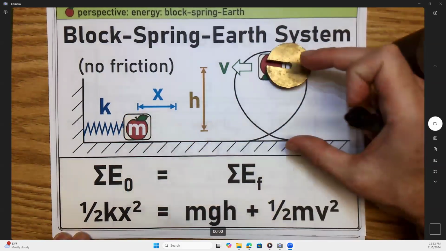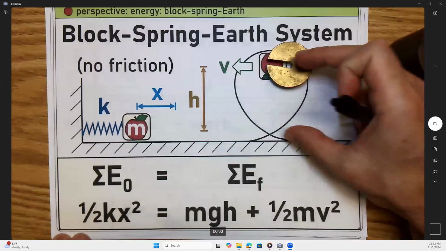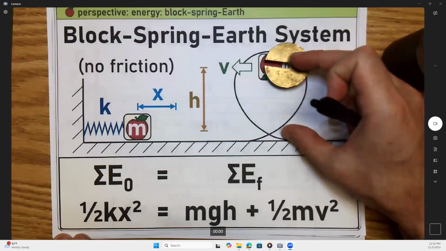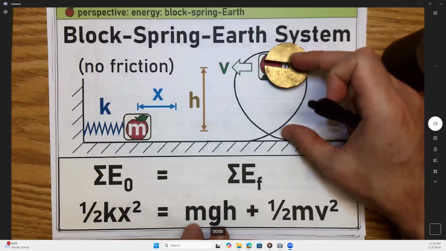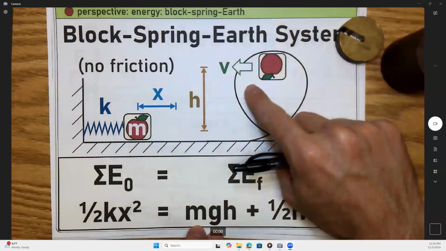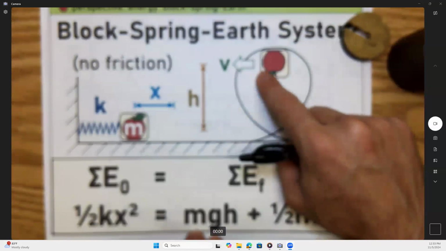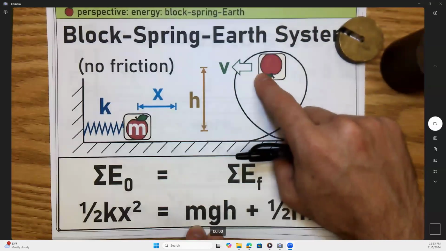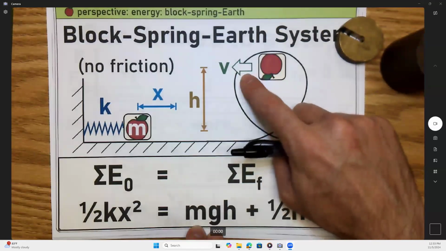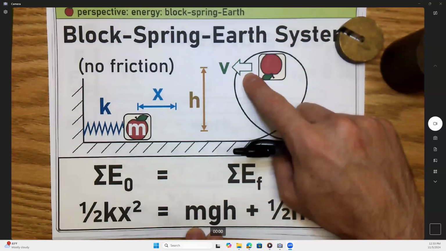Guys, to climb this hill, to climb this loop, what type of energy is that called? Gravitational potential. There's your mgh. And to make it around the loop, it better have some speed up here, otherwise it's going to fall off the track. And what energy is associated with the speed? Kinetic, and that's called 1/2 mv squared.